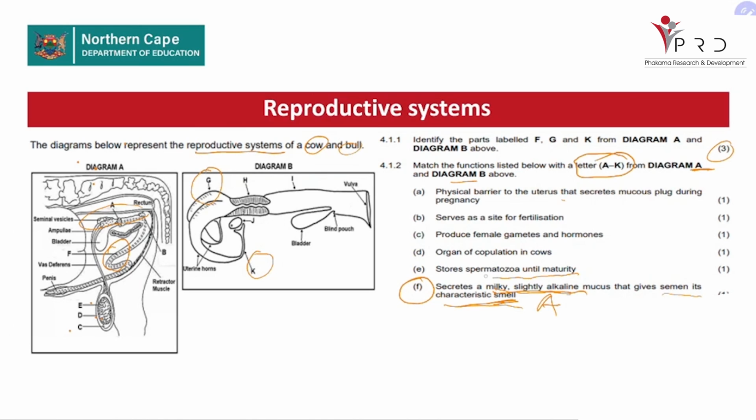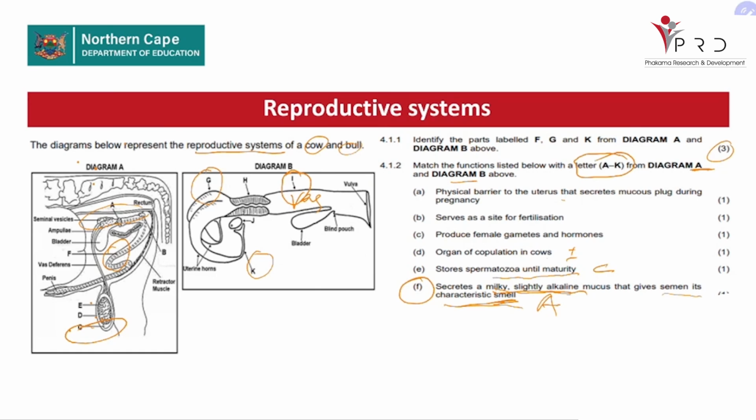The one that stores spermatozoa until maturity. Firstly, where are they stored? They are stored in the testes. Therefore, which one talks to the testes? Then we talk of C. And within the testes, we know there is the epididymis, which is responsible for the storage of the matured ones. Organ of copulation in cows. The organ of copulation in a cow is not the vulva, it is I, which is the vagina.